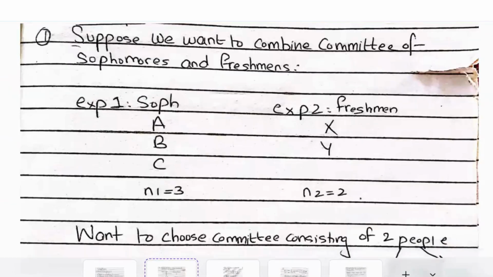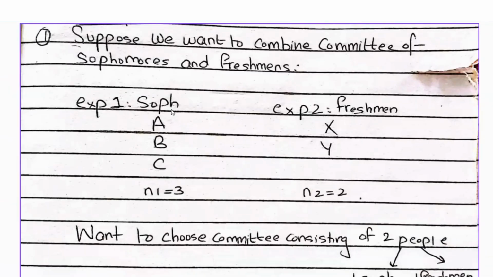So suppose you want to form a committee of sophomores and freshmen. Experiment one is that you want to select a sophomore. There are three sophomores here, A, B, and C. So there are three ways that you can perform experiment one, that is selecting a sophomore. And experiment two is that you select a freshman. There are two freshmen here, so there are two ways that you can perform experiment two. Now we want to choose a committee consisting of two people, one sophomore and one freshman.